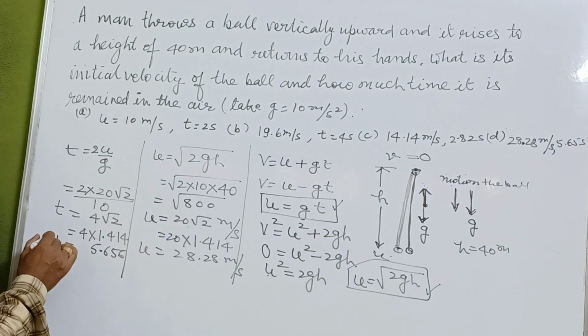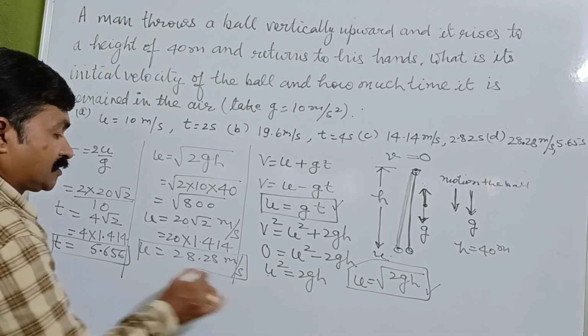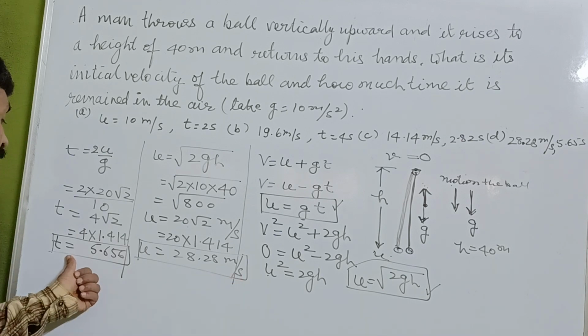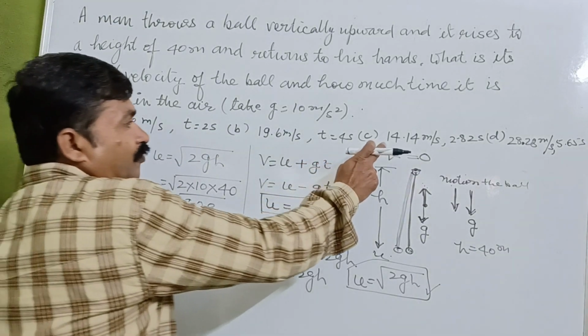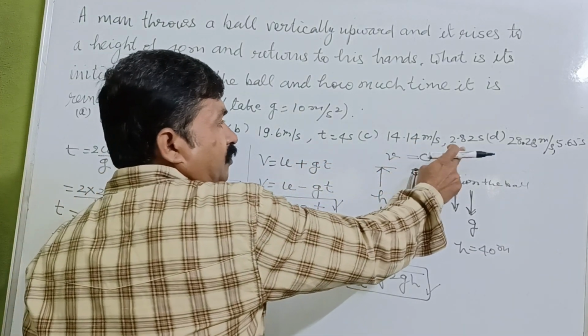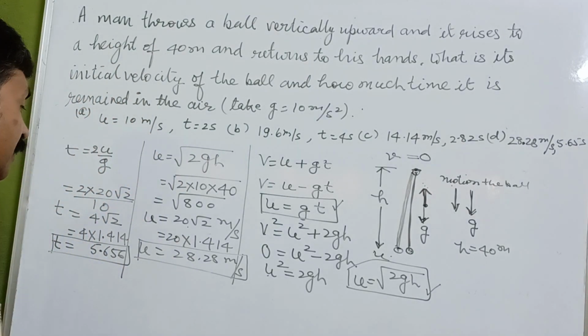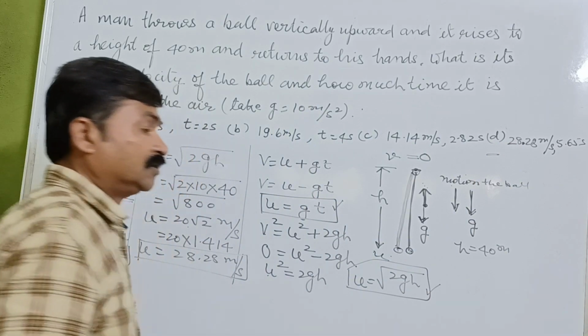So finally we have got these two answers: one is u, the initial velocity, that is 28 meter per second, and the time. Now if we go through the options, here we have 44 meter per second and 2.82, and here it is 28.28 meter per second. This is the correct answer, D.